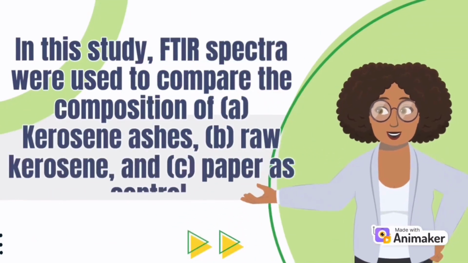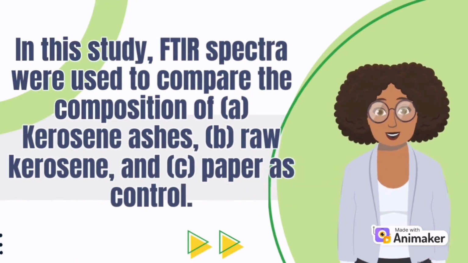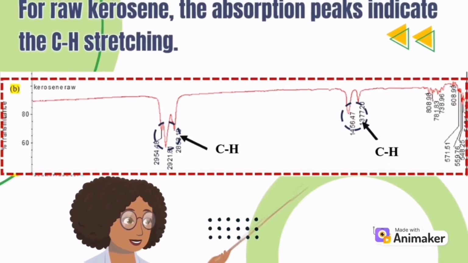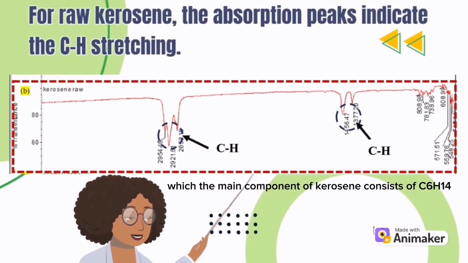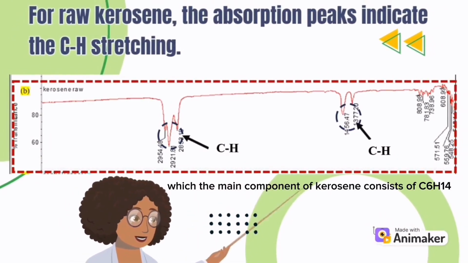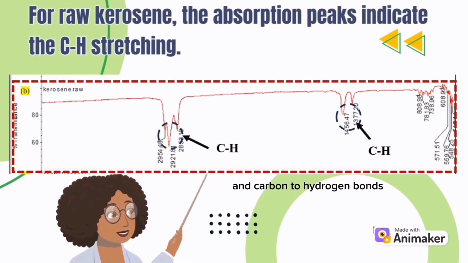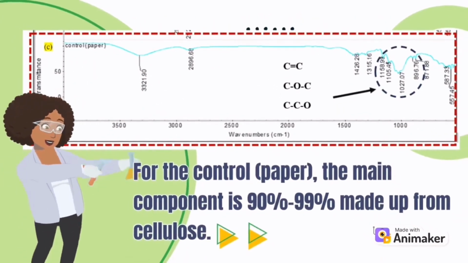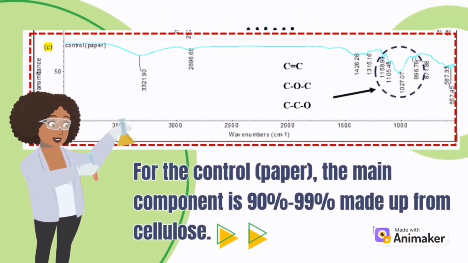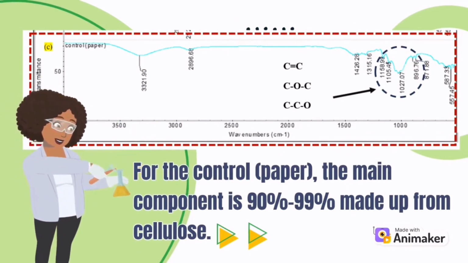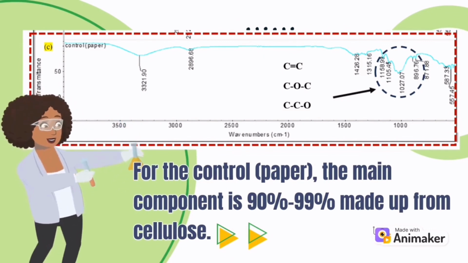In this study, FTIR spectra were used to compare the chemical compositions of A. kerosene ashes, B. raw kerosene, and C. paper as a control. For kerosene, the absorption peaks show the C-H stretching, which is the main component of kerosene. Kerosene consists of C6H14, which implies an aliphatic hydrocarbon, containing carbon-to-carbon and carbon-to-hydrogen bonds. For the raw paper, which acts as a control, the main component is 90% to 99% cellulose. The absorption band between 1100 and 900 cm-1 is attributed to C-C stretching, C-O stretching, and C-O-C stretching due to the presence of cellulose.